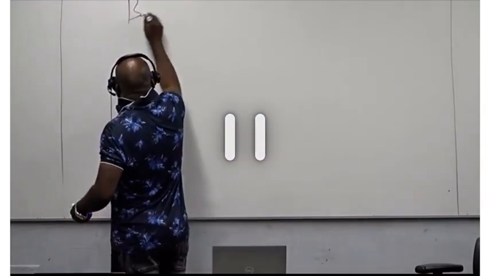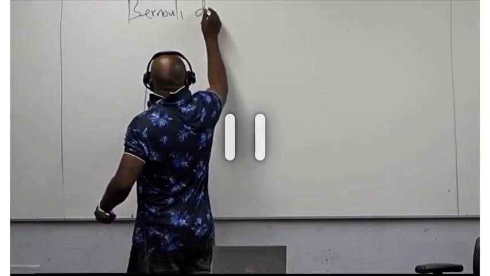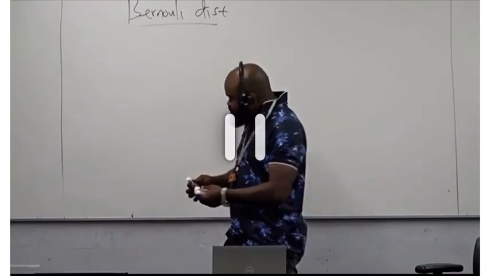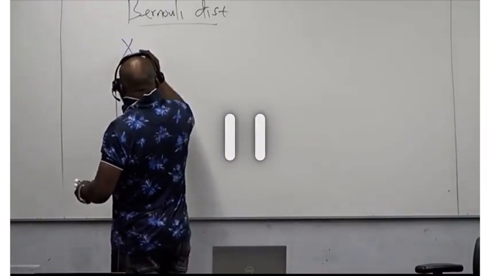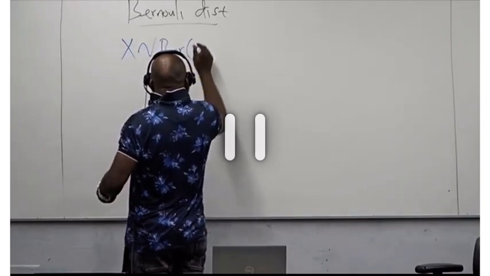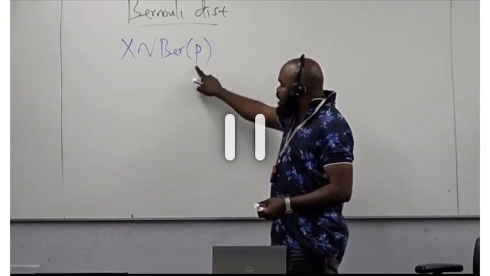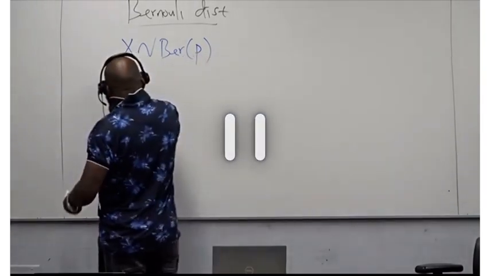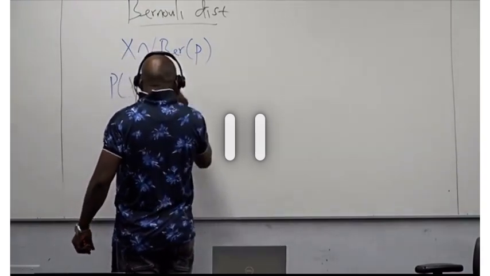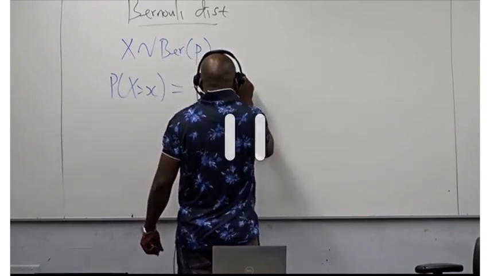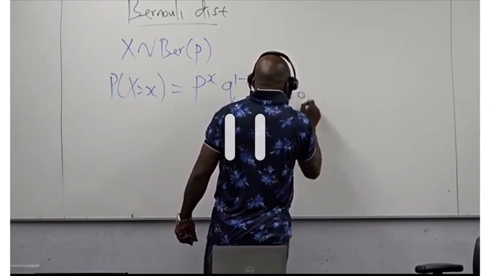We started all the way from Bernoulli. This week the focus has been on the probability distribution of a discrete random variable. There are so many of them. I started with Bernoulli. Mathematically, we say a random variable x follows a Bernoulli distribution with parameter p. The probability is p raised to power x, q raised to power 1 minus x, with x taking values 0 or 1.